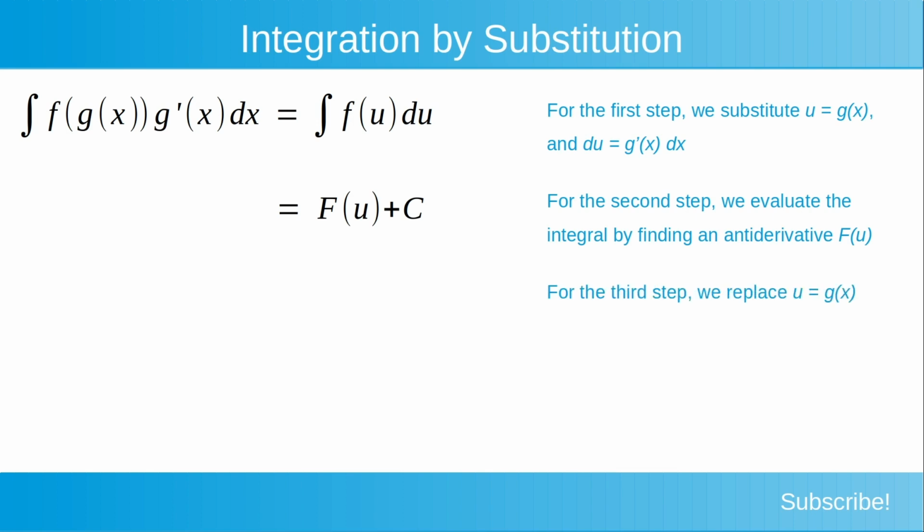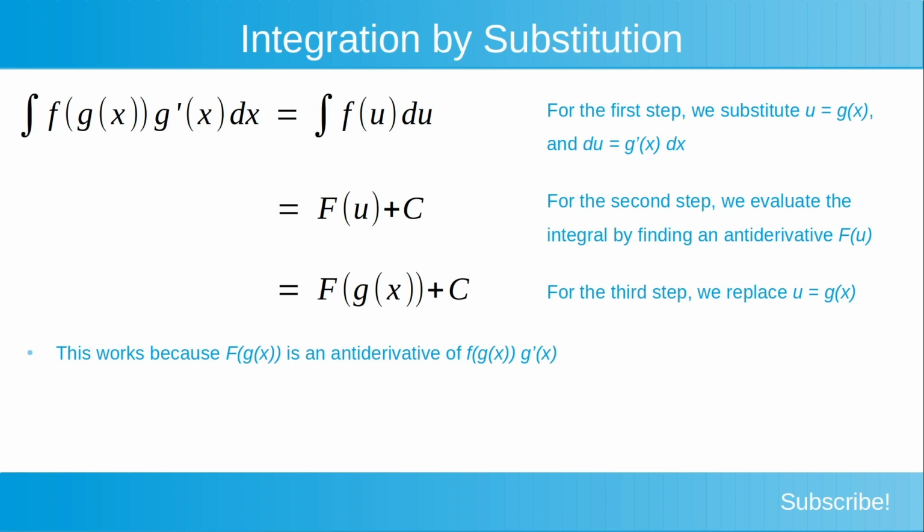Now for the third step, we substitute the function g of x back in, replacing the variable u. And we get our antiderivative in terms of the function g of x instead of being in terms of u. So that gives us our set of all antiderivatives, capital F of g of x plus c. And that's our method of integration by substitution for an indefinite integral.